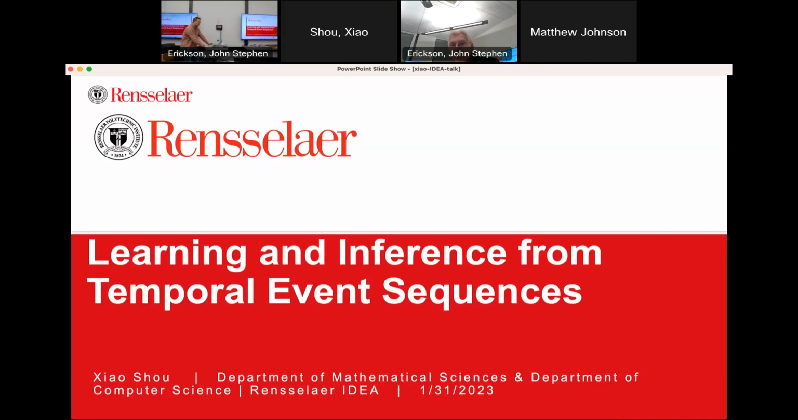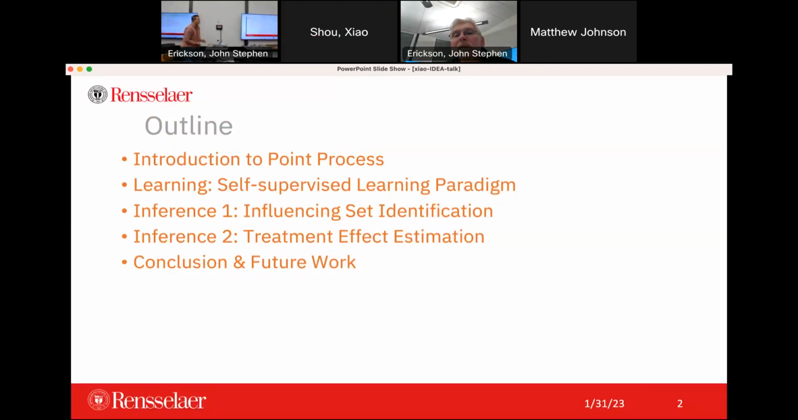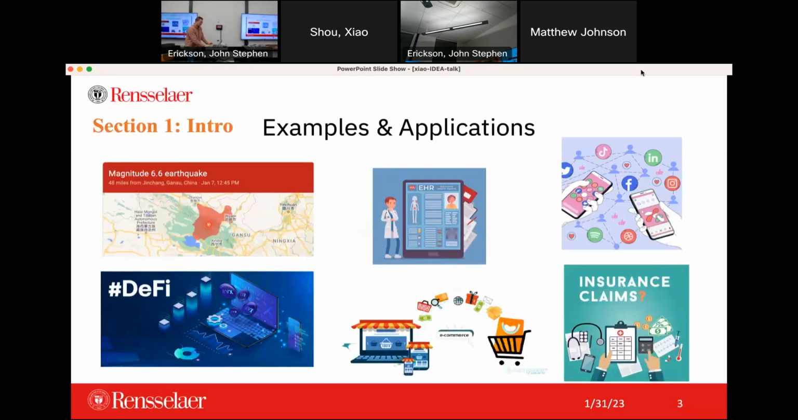So today I'm going to talk about learning and inference from temporal event sequences. This is my talk outline. First, I'm going to introduce point process, and then from the second bullet point to the fourth, we'll be talking about a couple of problems that are involved in point process, the learning and inference problems, and then I'll conclude with today's talk.